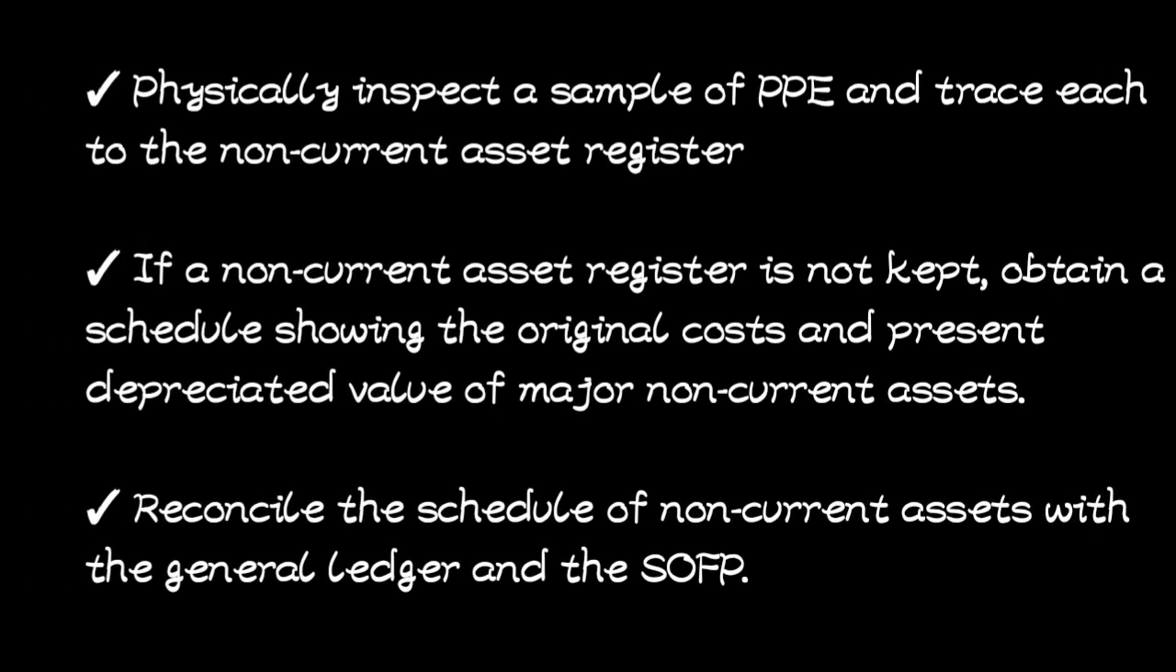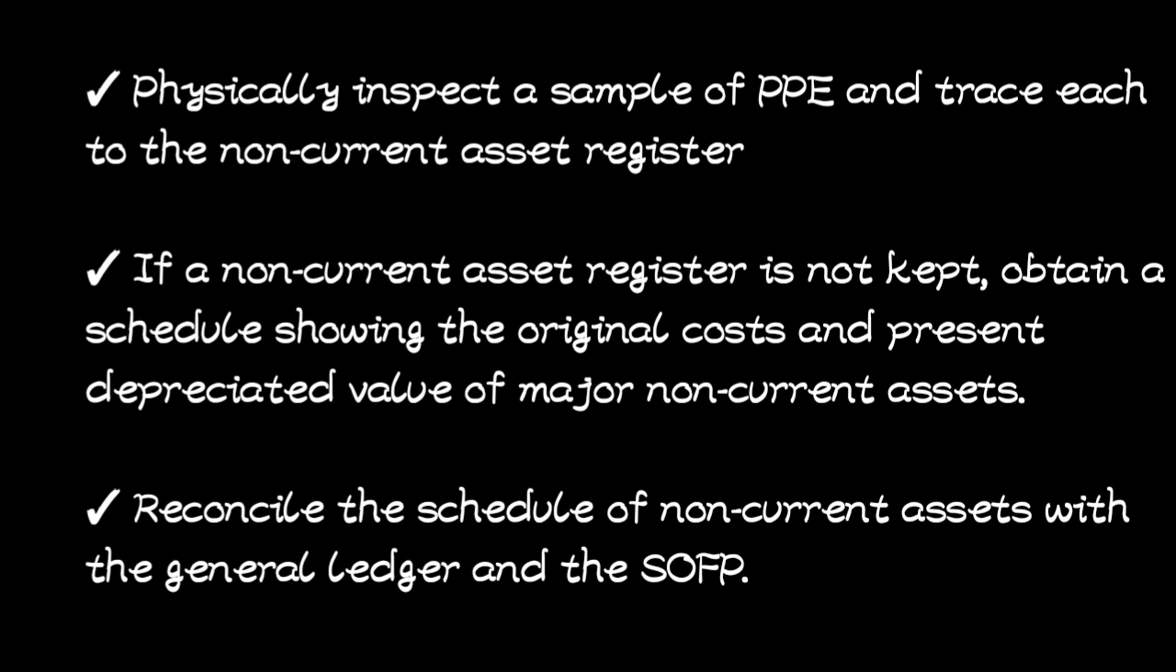Then another substantive procedure is physically inspect a sample of property, plant and equipment and trace each to the non-current asset register. So this is the main substantive procedure. In case you forget all the rest, make sure that you at least remember this one. You physically inspect a sample of PPE and then trace to the non-current asset register to see if they are matching.